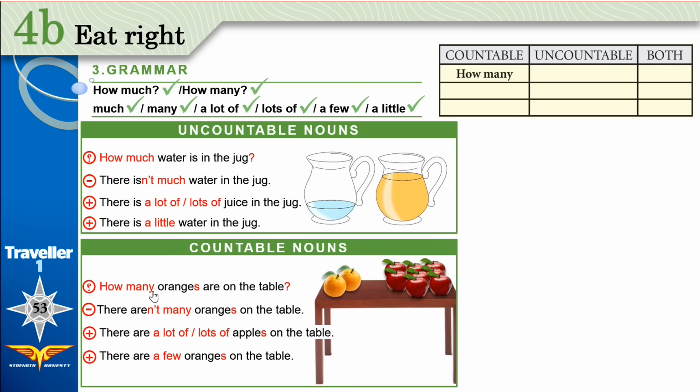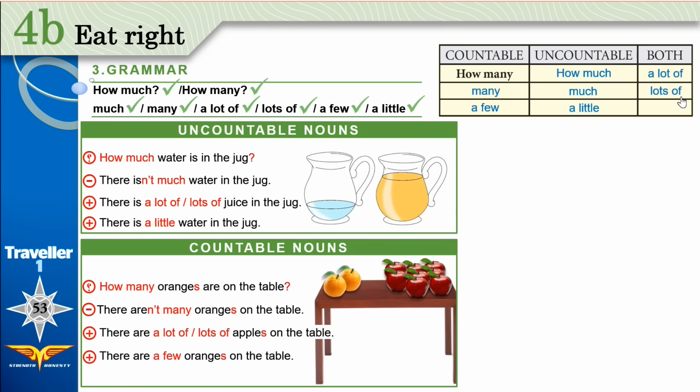How many? What else? We use many. Okay, many. And we use a lot of and lots of. Well, we use a lot of and lots of with both, countable and uncountable. With countable only, we use a few. We don't use a few with uncountable, now do we? Uncountable, we use how much, much, and a little. With both, we use a lot of and lots of.